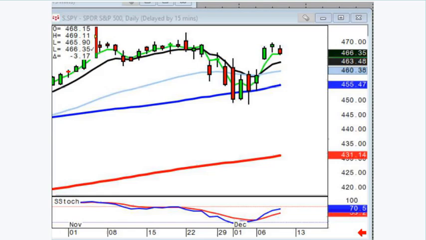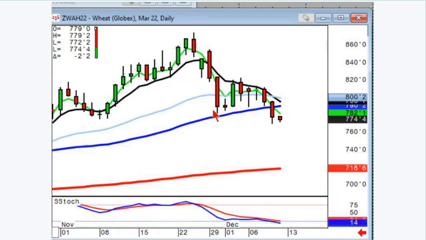I day trade futures. Yeah, right now I'm short. Short wheat. You can see how the failure has progressed.